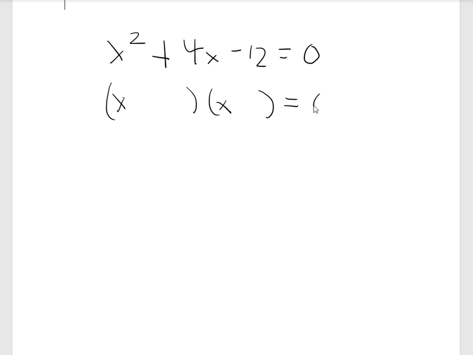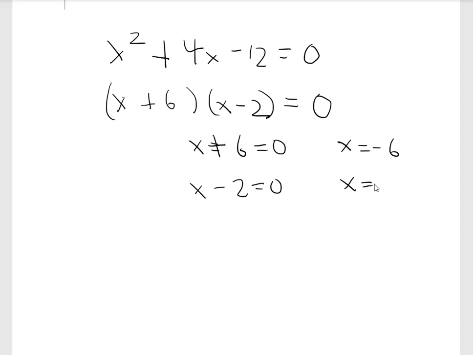Suppose we have a situation where we need to solve x squared plus 4x minus 12 equals 0. That means I have to factor. I'm just doing this visually, by observation. I need two numbers that multiply to -12 but add to 4. That's very easy: plus 6 and minus 2. So x plus 6 equals 0 and x minus 2 equals 0. So x is -6 and x is 2.